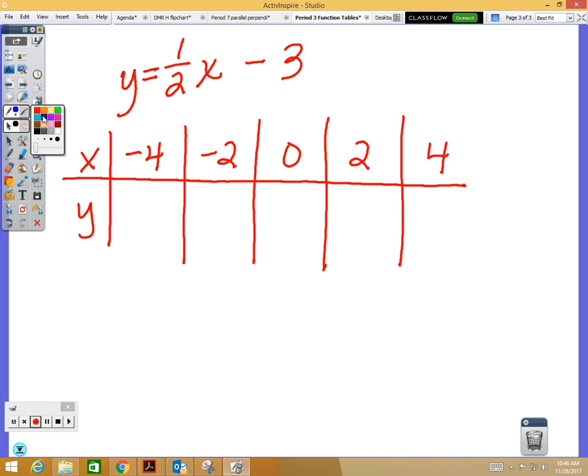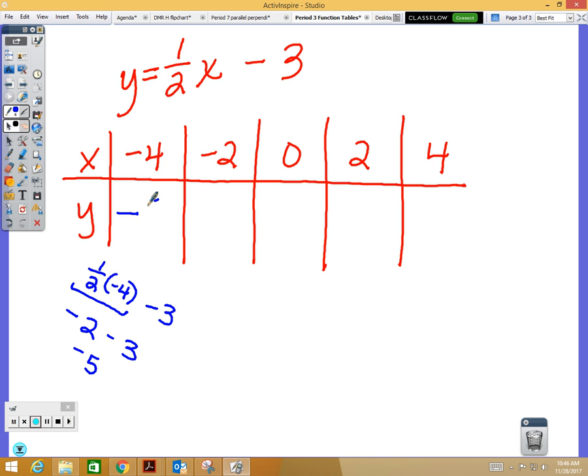Okay? So we're replacing the x with a negative 4. So 1/2 times negative 4 minus 3. Okay, I know that some of you, as soon as you see a fraction, you tense up. First of all, a positive times a negative is a negative. And then what's half of 4? 2. So 1/2 times negative 4 is negative 2. And then we're subtracting 3 from that. You can use your calculators if you really have trouble. But negative 2 minus 3 is negative 5.